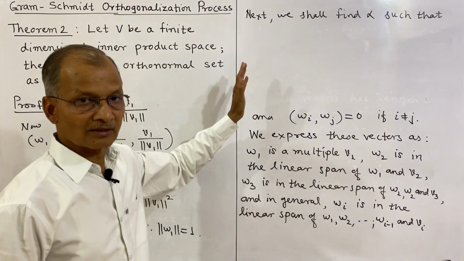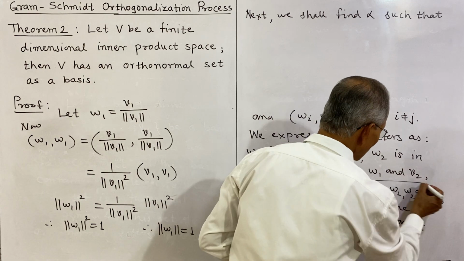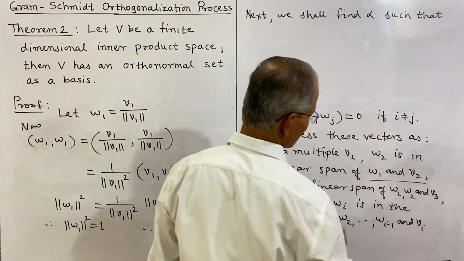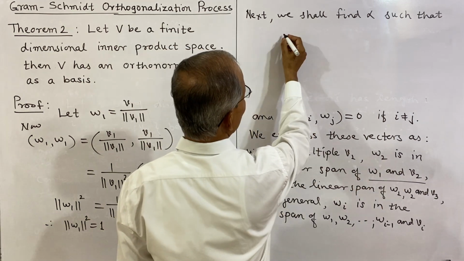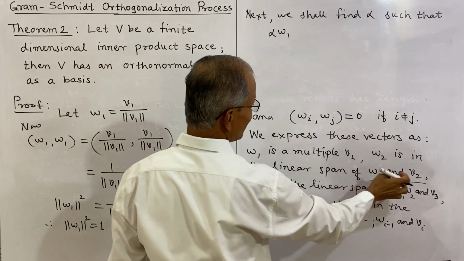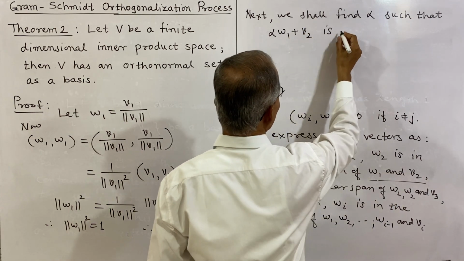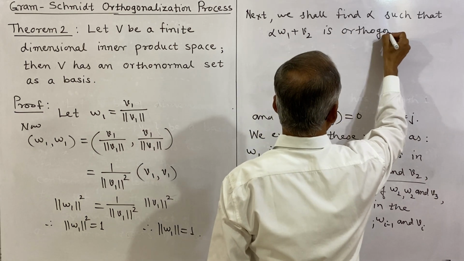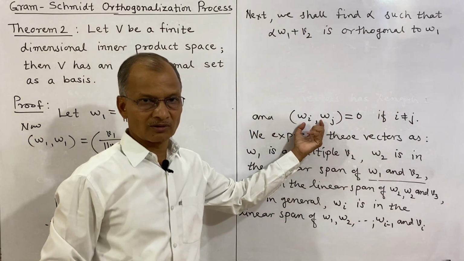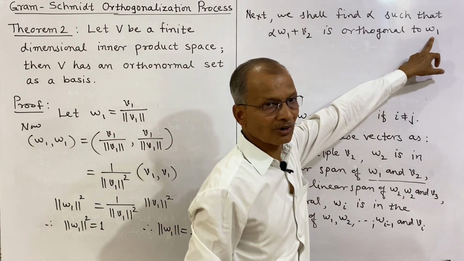And according to that we are constructing these vectors. So we have to find W2 in the linear span of W1 and V2. So we shall consider alpha such that it is a combination, alpha W1 plus 1 into V2, such that it is orthogonal to W1. Because these different vectors must be orthogonal, we are taking this as W2, and this W2 must be orthogonal to W1.